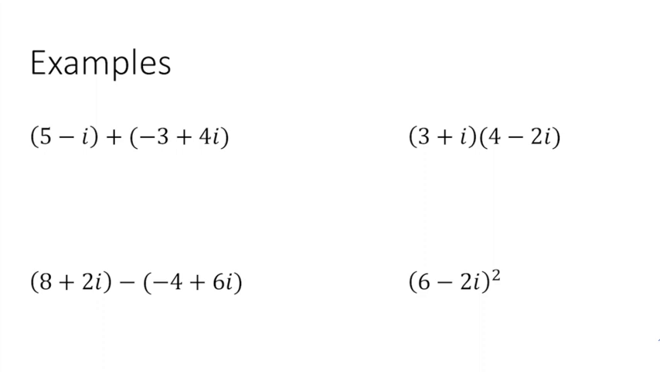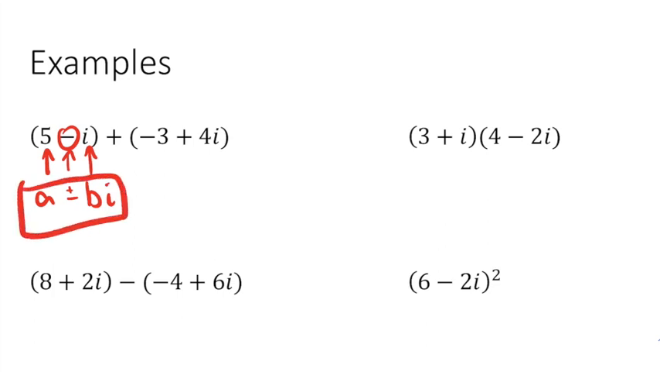The first problem is going to have us add two imaginary numbers. Now, an imaginary number looks like this: 5 minus i. It has the real number part, an addition or subtraction sign, and then the imaginary part. All imaginary numbers look like this. Now, if b is 1, then you're not really going to see anything attached to the i, like we see in this situation.